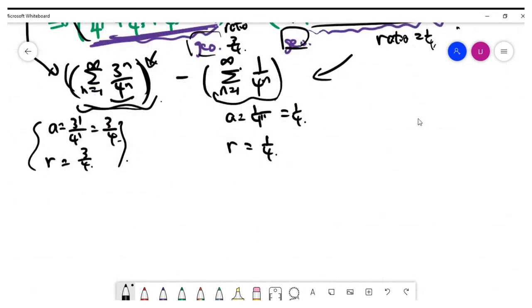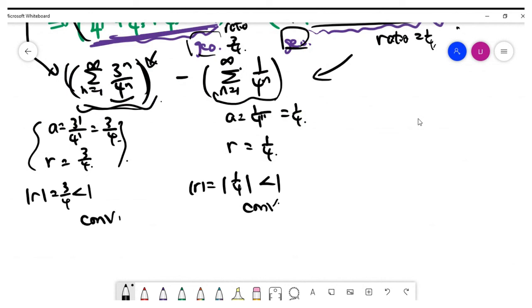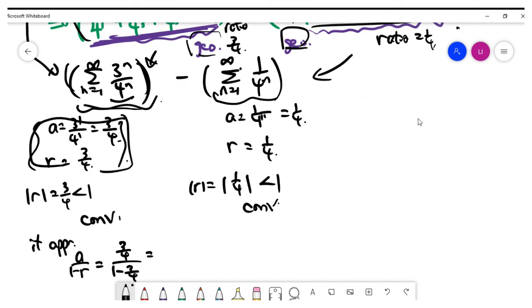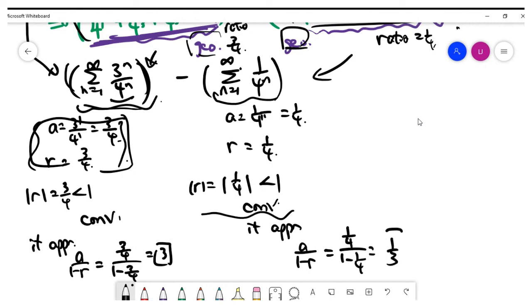And I think the first geometric series is actually convergent. The same happens to the second geometric series, right? It is also convergent. It means that the first series approaches, based on the formula a over 1 minus r, which is 3 over 4 divided by 1 minus 3 over 4, based on the parameters here. And the answer to this is actually 3. And for the second series, it approaches a over 1 minus r again, where the ratio and a are both 1 over 4. So it is actually approaching 1 over 3.